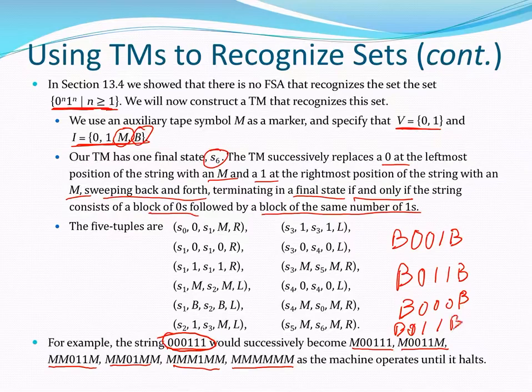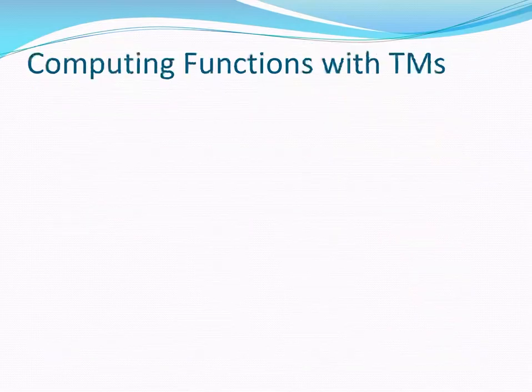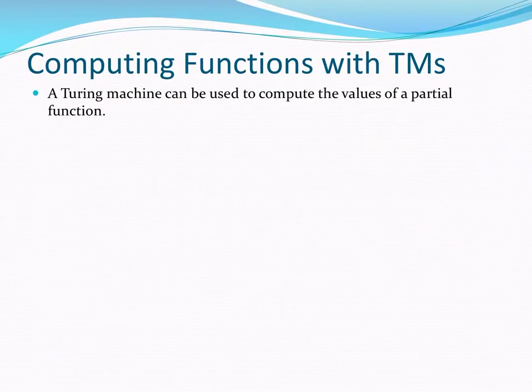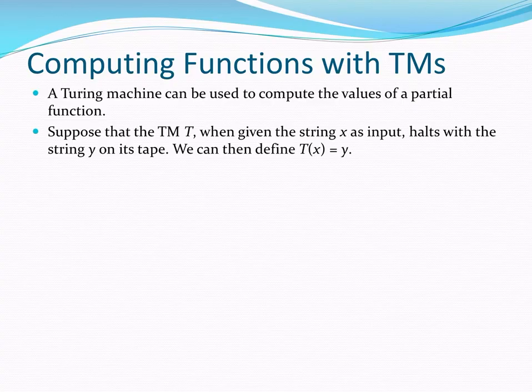Okay, that's recognition. Let's talk about computing functions with Turing machines. So we said that Turing machines are the most general model of computing. Well, computers do recognition, but computers also compute functions. So let's do that with this Turing machine. If we want to have input as x and it halts with a string y on its tape, we can say that the Turing machine returns y on input x.